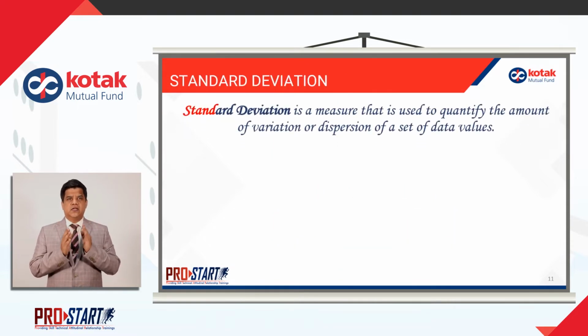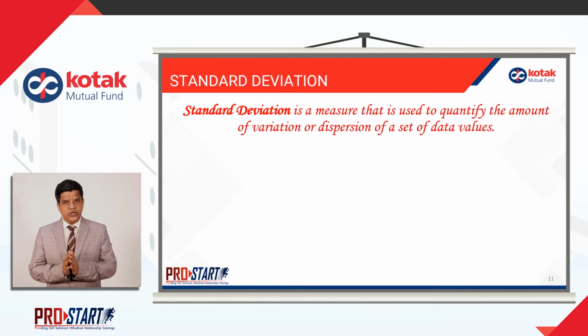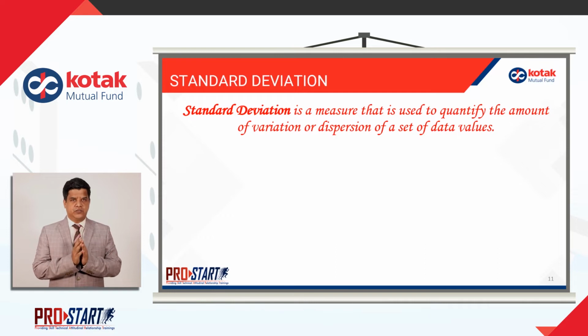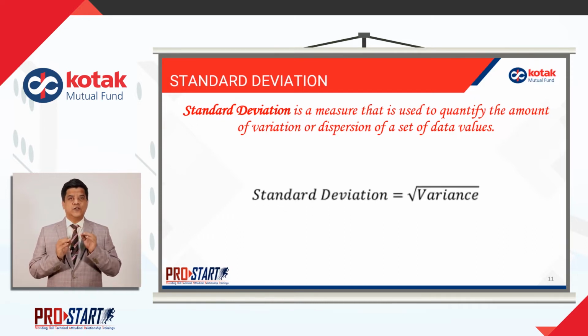Standard deviation is a measure that is used to quantify the amount of variation or dispersion of a set of data values. In simple language, it measures how much a given variable deviates away from its mean value. It is also expressed as the square root of variance.